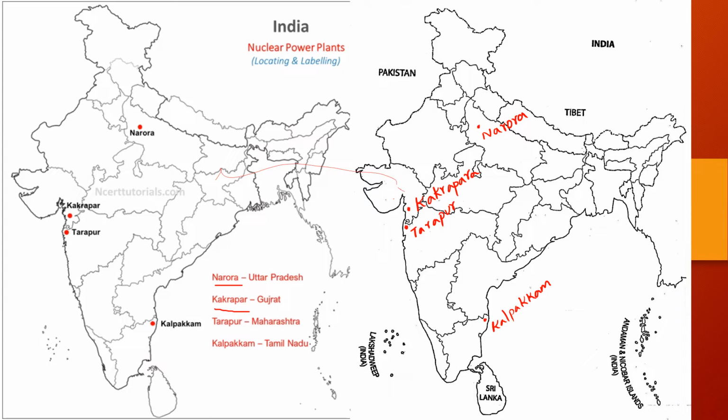Kaiga power plant is one of the important power plants, and this is also in this place. Clear. So this is where Kaiga will be. It is in Karnataka. These are the five most important nuclear power plants in India: Narora, Kakrapara, Tarapur, Kaiga, and Kalpakkam. Clear? So, any doubts?